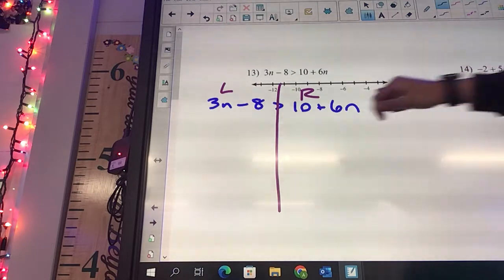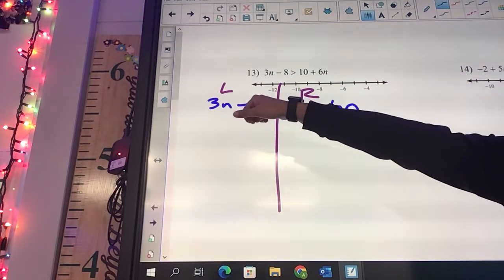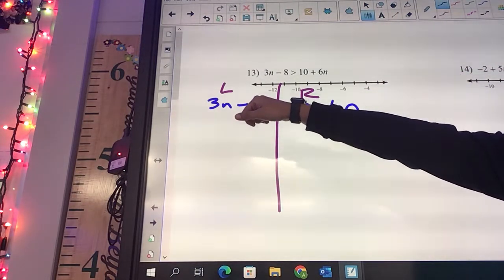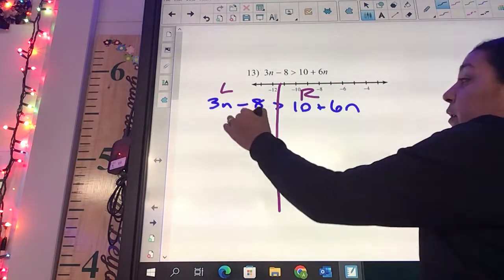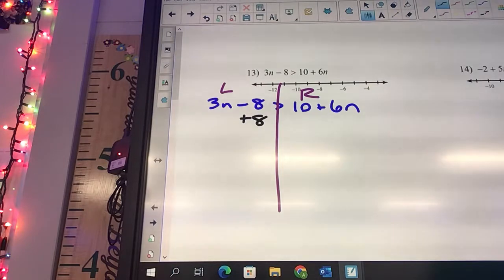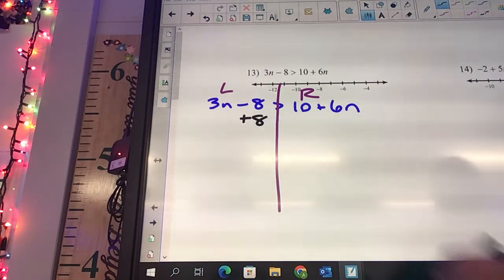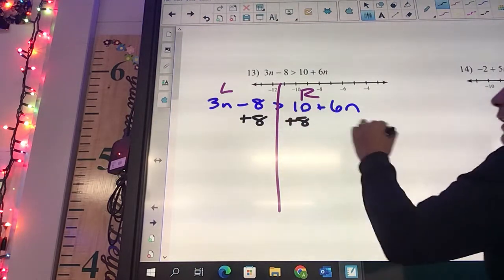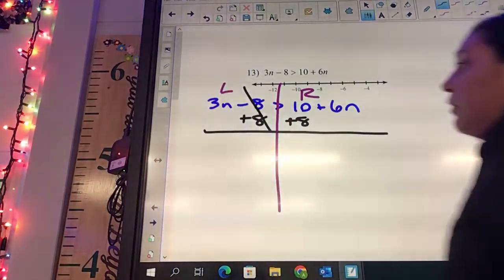Okay, what about the 8? Is that a letter or a number? It's a number, so it needs to be moved over. So we're going to say plus 8. What should I put that under on the other side? 10. Under the 10. Okay, and I personally just kind of do this all in one step.